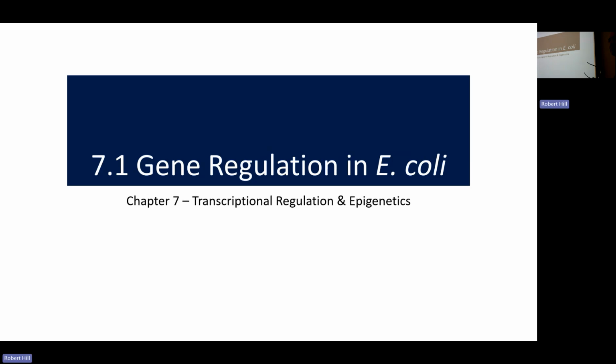All right, so section 7.1 looks at transcriptional regulation in E. coli, and some of this should be a review for you from Bio 1. We're talking about the lactose operon as a real prototypical, classical example of gene regulation. But we're going to apply a little twist to it that maybe you didn't cover in Bio 1, having to do with positive control of the operon.